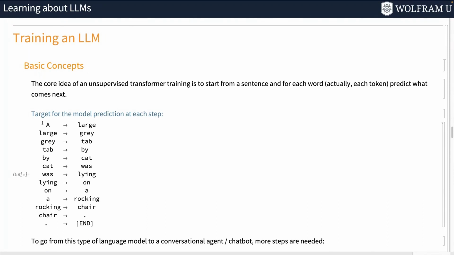So I say, when I read A, I want to predict large. When I am at A large, I want to predict gray, and so on and so forth. And the only little addition I do is I add an end here. So I say after this period, I'm done. So this is the end of my sentence. So I can create an arbitrarily big training set just by concatenating a lot of these sentences. And this is how it was done originally.